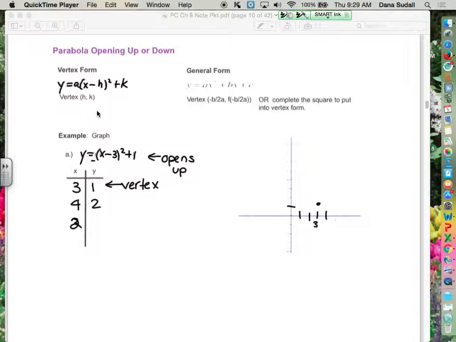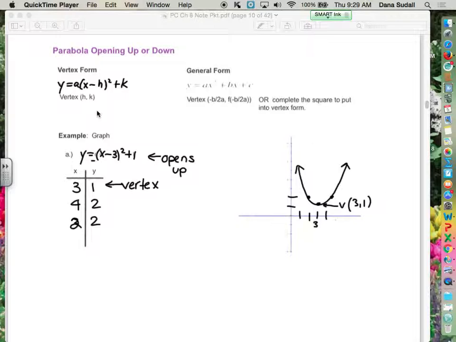I should get the same outcome if I went the same distance in the opposite direction because you have symmetry. So 2 minus 3 would give you -1, squared would be 1, plus 1 would give you 2. And then you just plot those 2 points, and then just connect that with a nice smooth curve there. Right, and that's all you really need to do with the graphs for parabolas. You don't have to go wild and crazy and come up with all those other values as well.